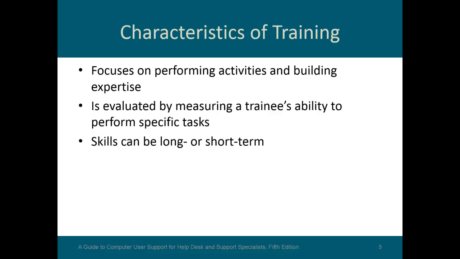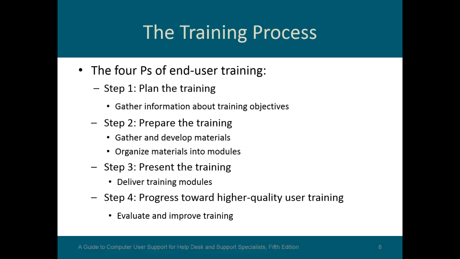So training focuses on performing activities and building expertise. And you get the idea. So they have the 4P model: plan the training, prepare the training, present the training, and then progress towards higher quality user training, which means we need to think about the training that we just did, and then what can we do better, or what was actually really good and what was really bad.